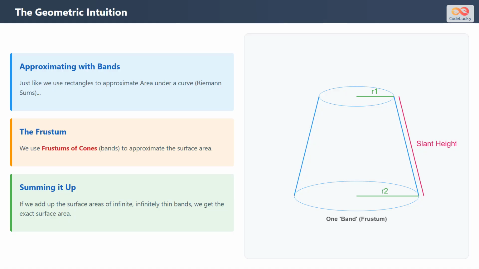To solve this, we cannot use simple rectangles like we did for area under a curve. Instead, we approximate the surface using thin bands. Specifically, we use the frustum of a cone. A frustum is just a cone with the top sliced off. If we stack enough of these infinitely thin frustums together, they perfectly model our smooth surface.